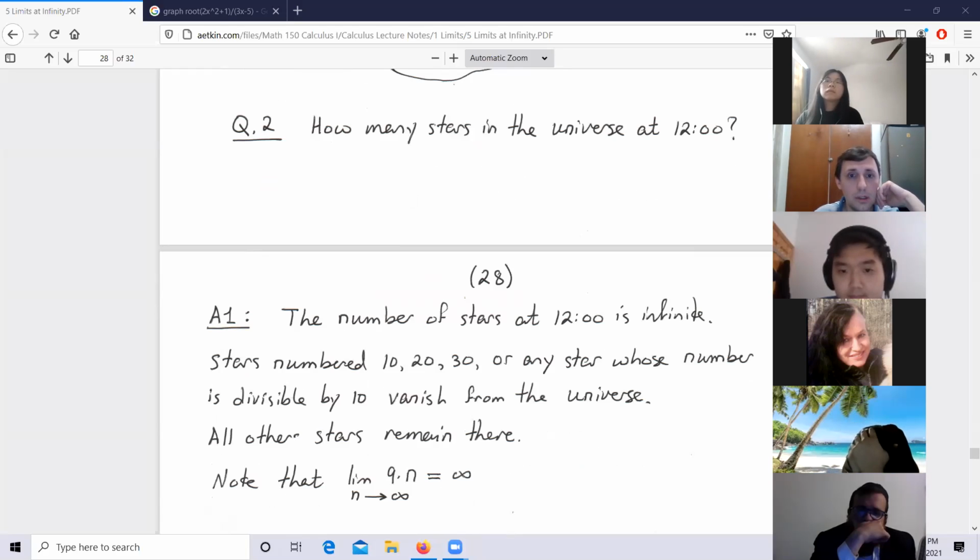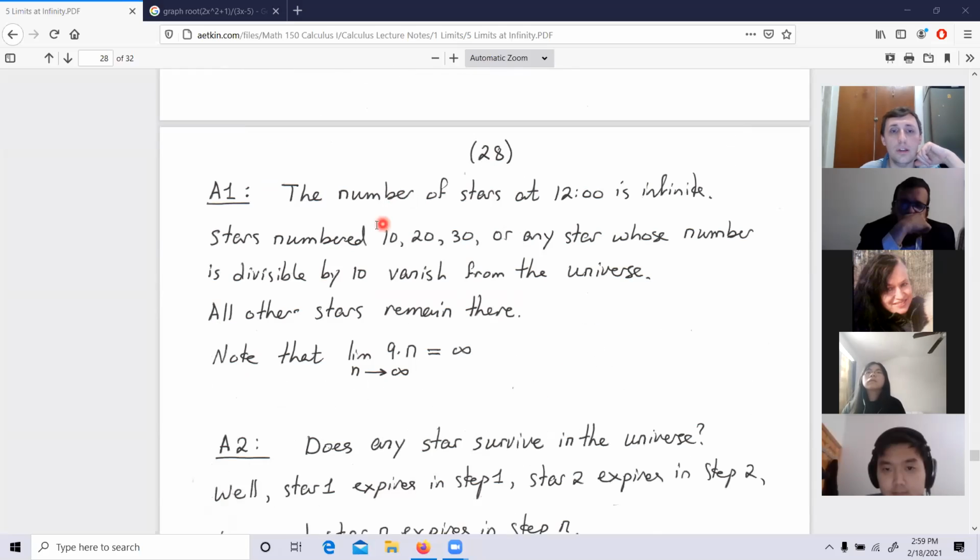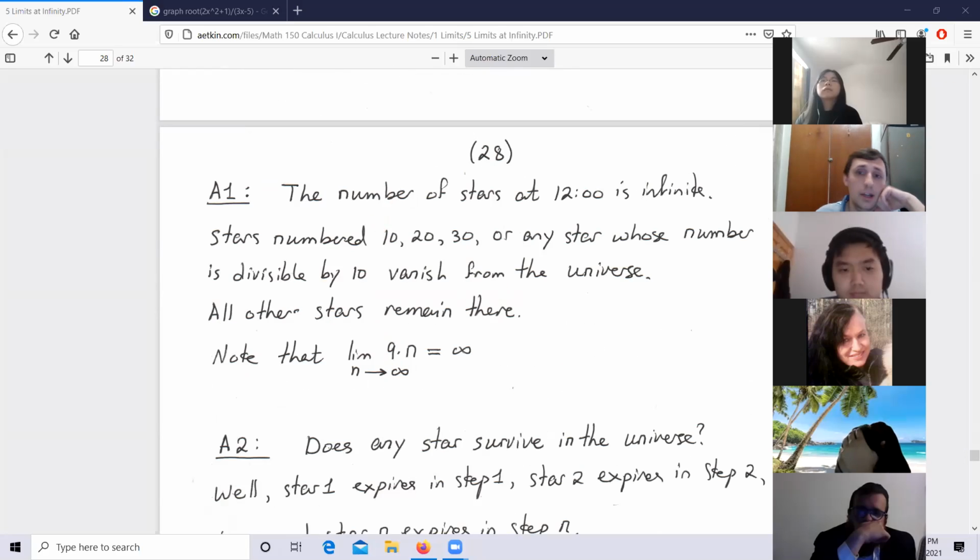Good. So first, notice that in both experiments, the number of stars gained is the limit as n goes to infinity of 9 times n, right? Because each procedure gives us an extra 9 stars. So that limit is approaching infinity. That means that in both experiments, as I'm getting closer and closer to 12, the number of stars explodes and becomes infinite. It grows without bound as I approach 12.